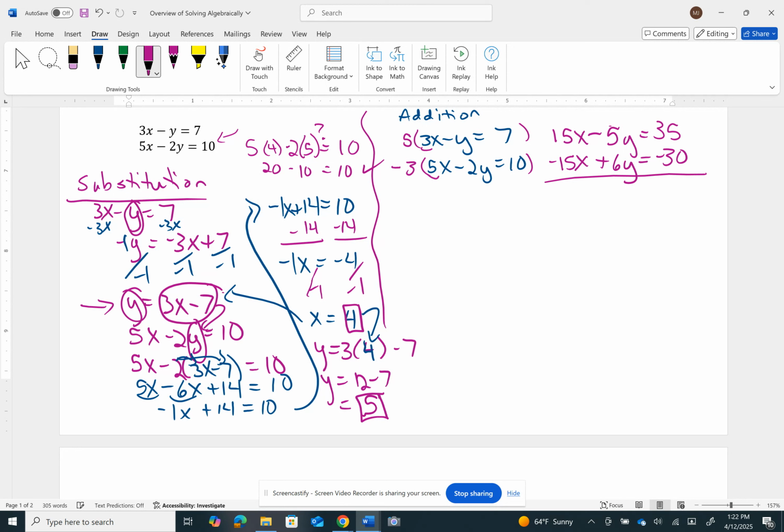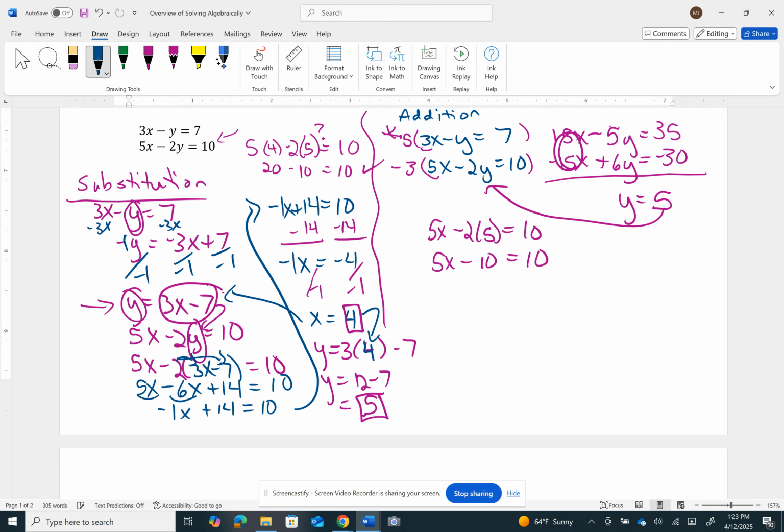All right, now we did what we did right here so that these terms would be opposites, so they'd cancel out, and we wind up with 1y equaling 5. Notice that's, of course, the same as what we had before. And then we just need to plug that 5 in somewhere. So 5x minus 2 times 5 should equal 10. So 5x minus 10 should equal 10. And then we can just add the 10.